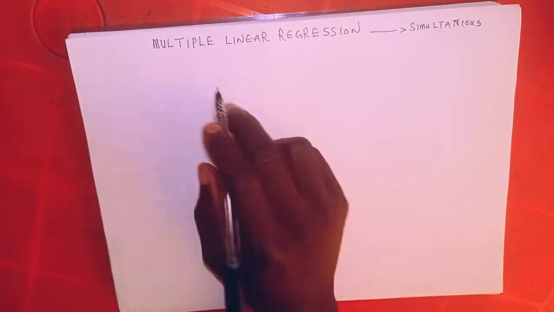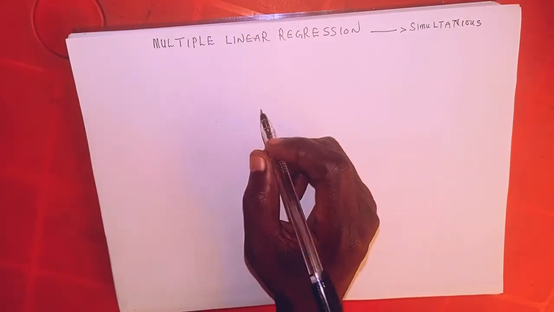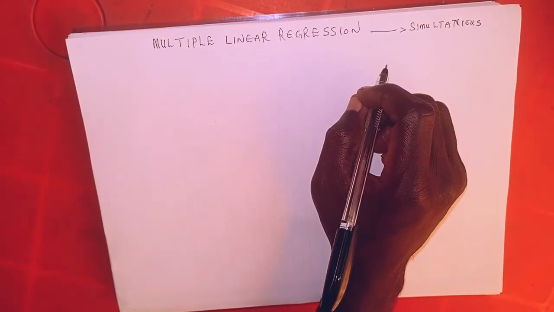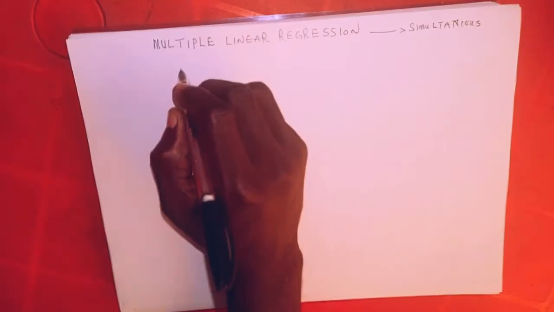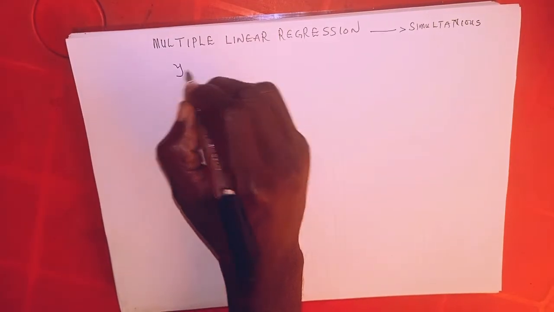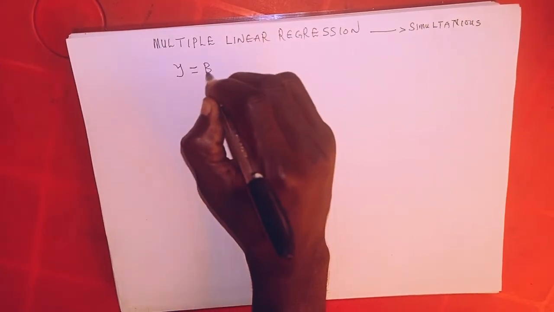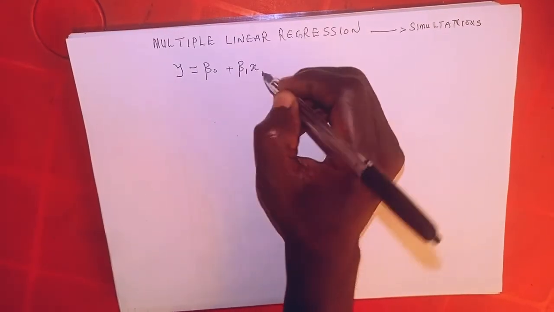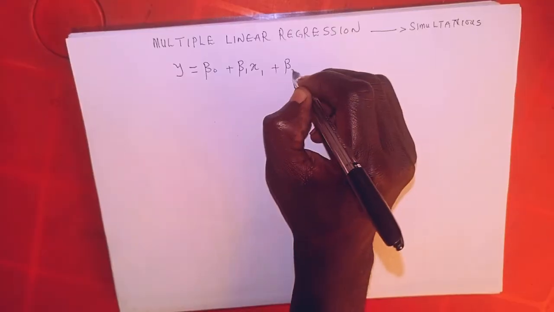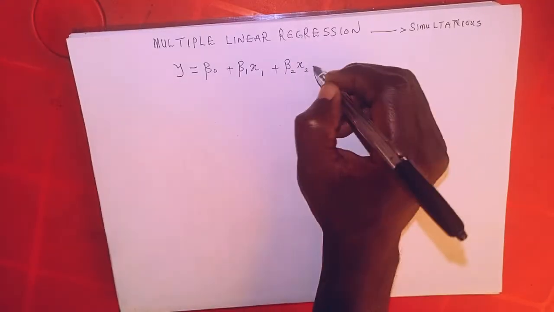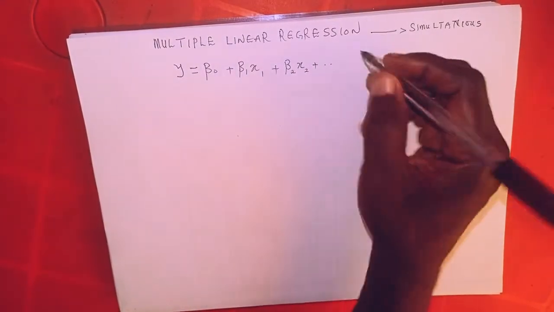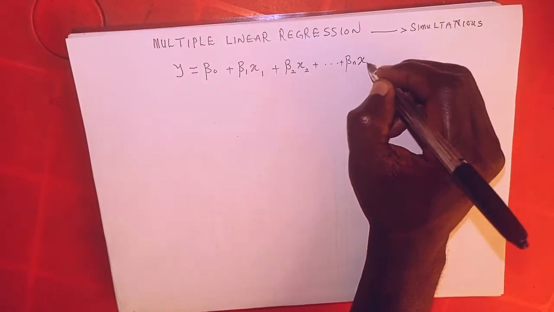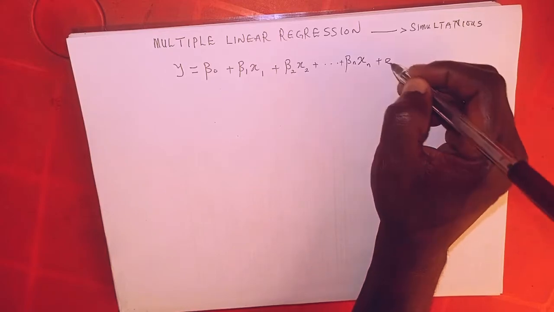All right, let's look at multiple linear regression. But in this case, we are going to be using simultaneous equations. Multiple linear regression gives us y equals beta naught plus beta 1 x1 plus beta 2 x2 plus dot dot dot, then we can have plus beta n x subscript n plus error term.